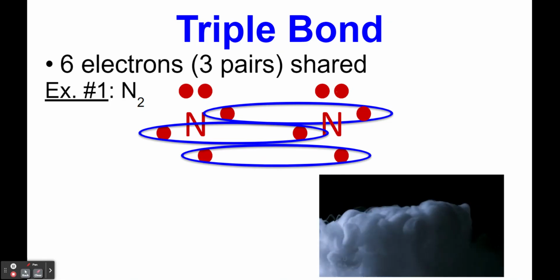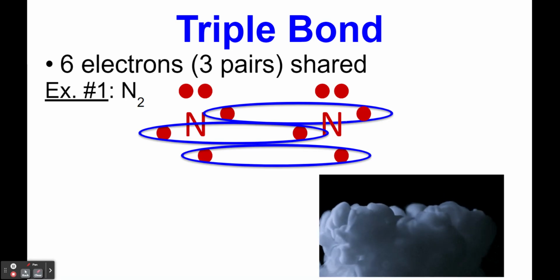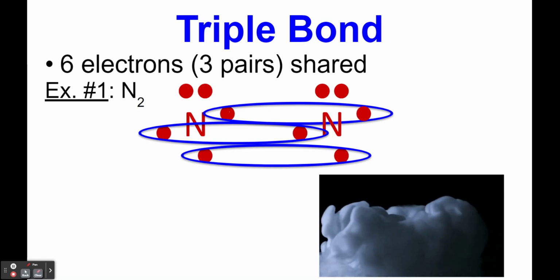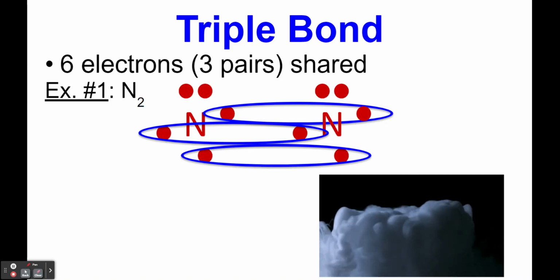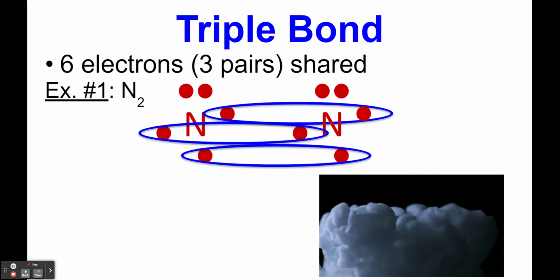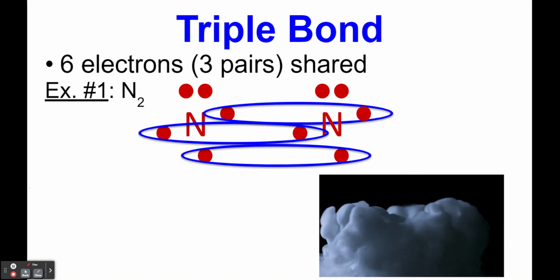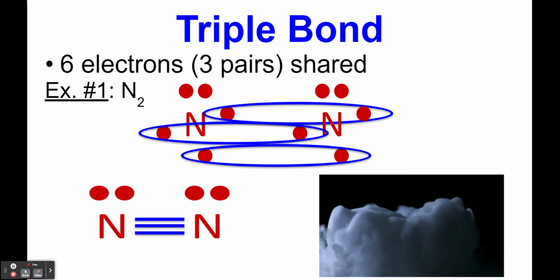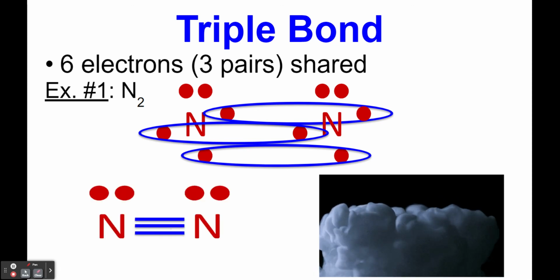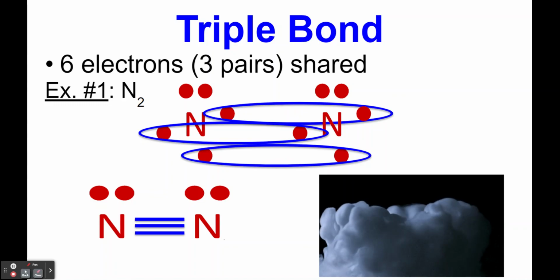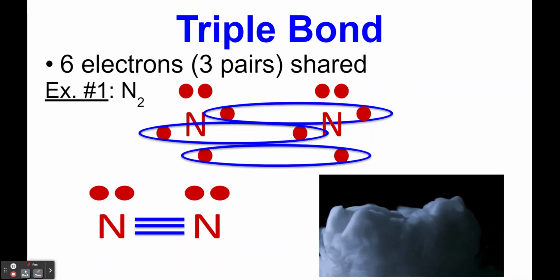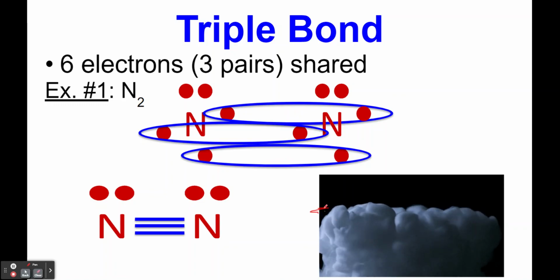So now if we count it up for this nitrogen, we can count 1, 2, 3, 4, 5. Then it gets the shared ones, 6, 7, 8. Okay, so each of the nitrogens is now happy. And we write this one, you probably guessed it. Triple bond you represent with 3 lines. So when you see each of these lines, it's 2 electrons. All right, over here, this is liquid nitrogen here.